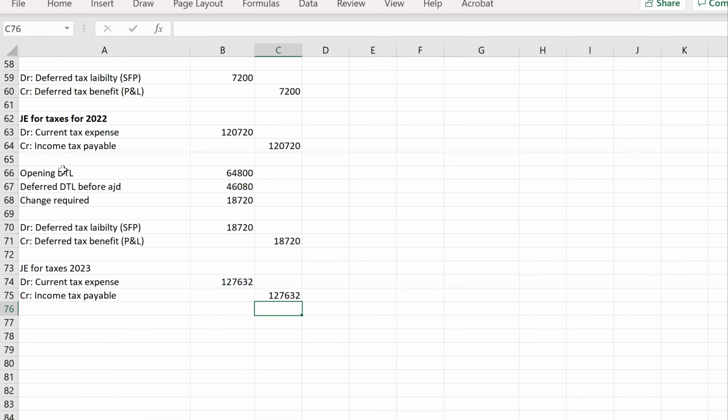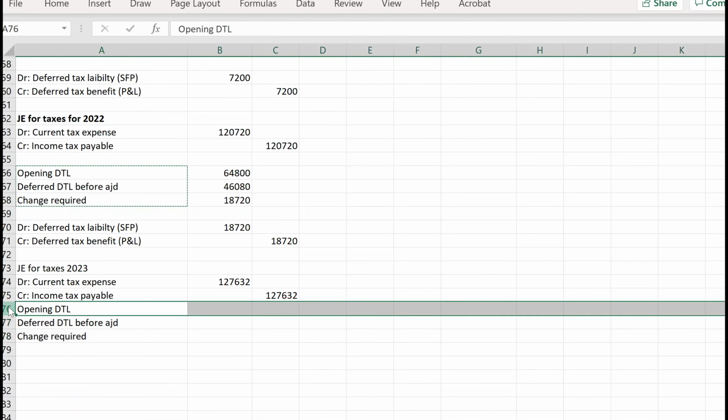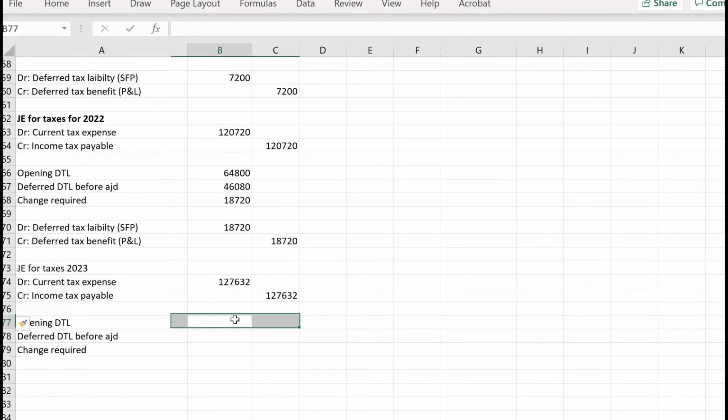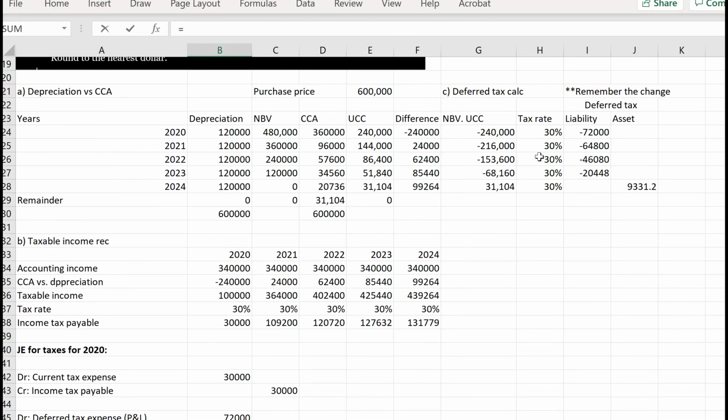And then what's going to happen with our deferred tax liability? So our opening balance is going to be this 46,080. That's where we had adjusted it to. What do we want it to be now? Let's look up at our schedule. We want it to be only 20,448.